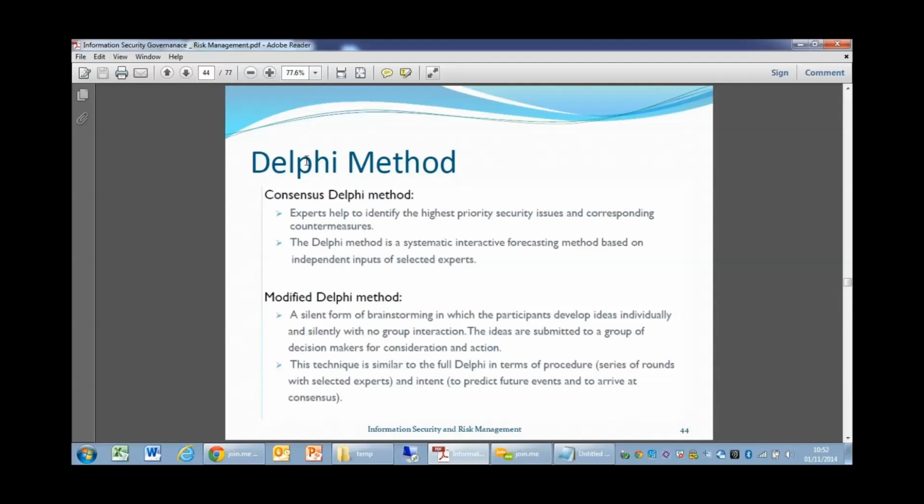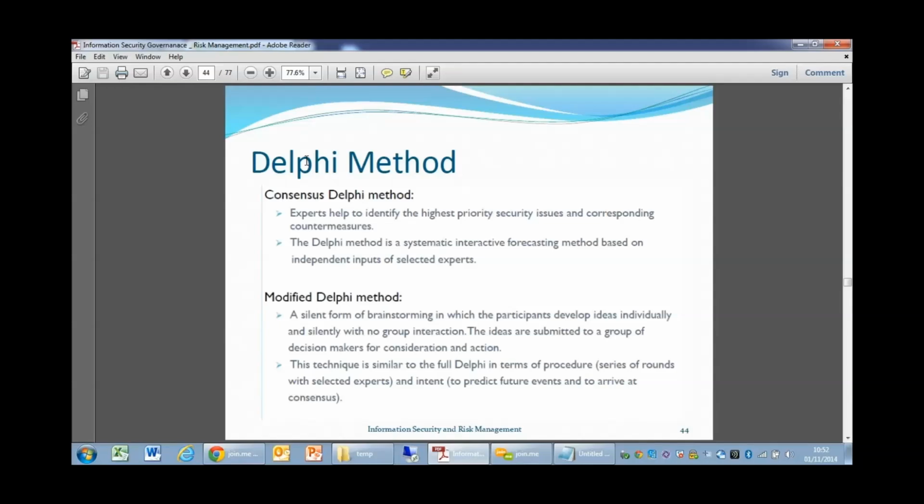Now in Delphi method there are two types. One is consensus Delphi method, the other is modified Delphi method. Consensus means people can talk, so all those stakeholders, managers can talk with each other. Modified Delphi method is where people are not allowed to talk to each other. They have to submit their responses in silos, in an isolated manner.